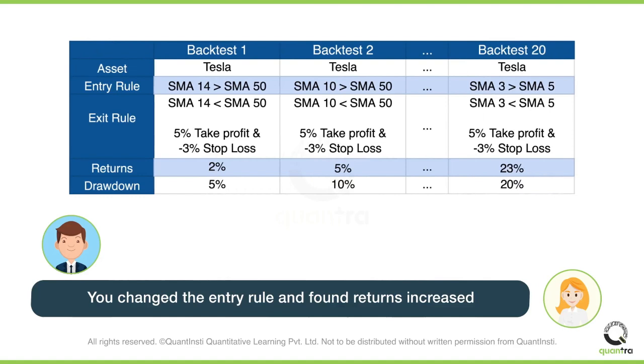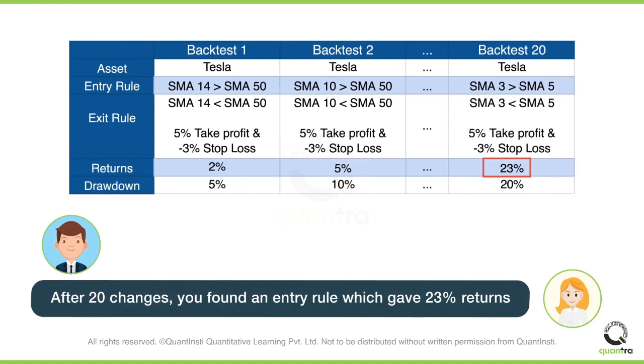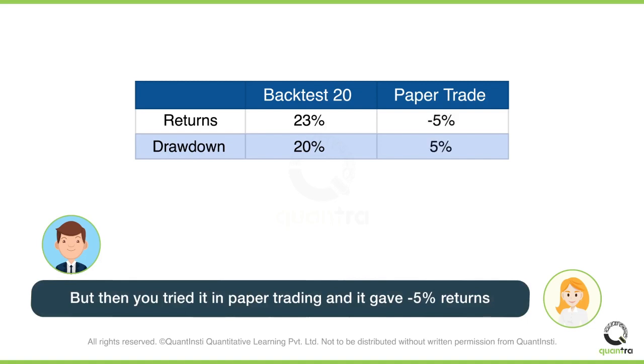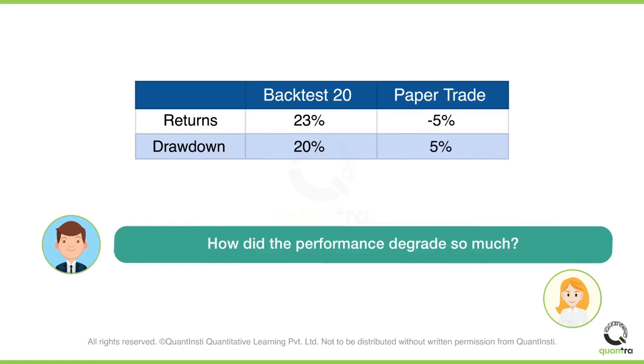Finally, after changing the period of the moving averages for the 20th time, you find an entry rule which gives 23% returns. Here, the short moving average is of 3 days, while the long moving average is 5. You are happy with this result and take this strategy in the paper trading environment. But the strategy gives a negative return of 5%.